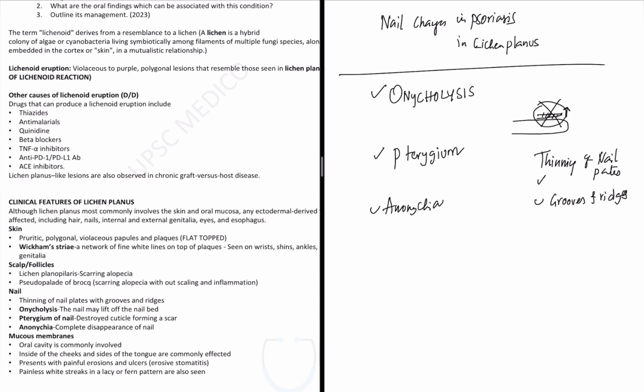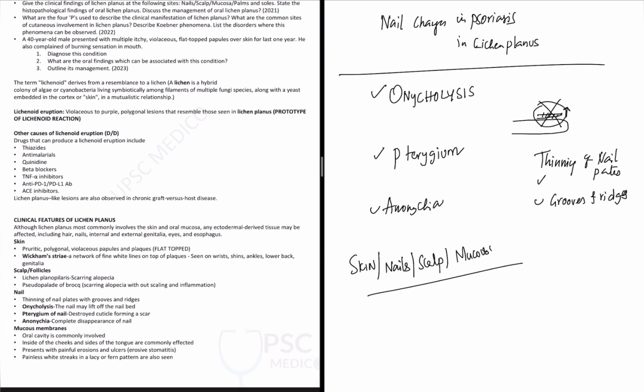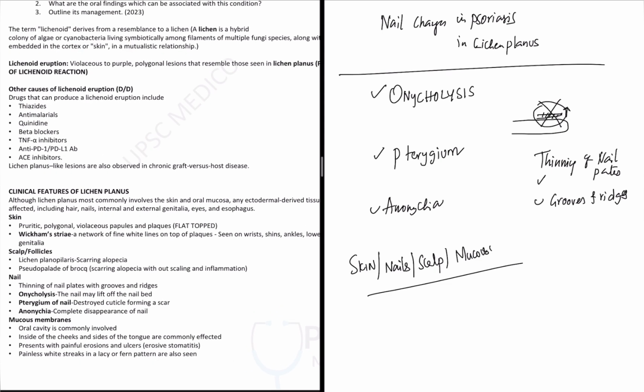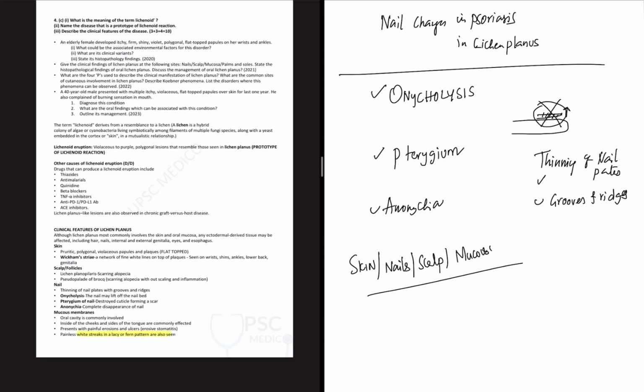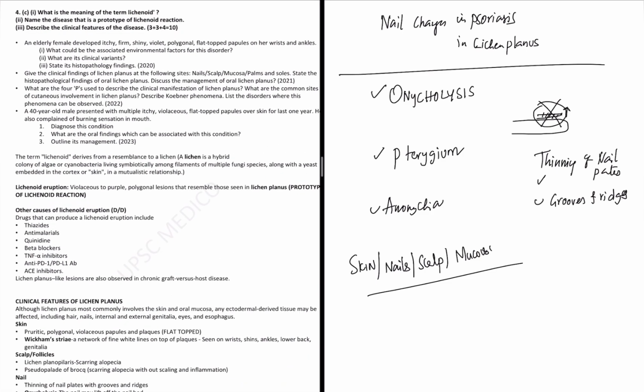Right? Even apart from skin, apart from nails, apart from scalp or hair follicles, even mucous membranes are affected. So the oral cavity is the most common area where lichen planus develops. Inside the cheeks and tongue, painful erosions and ulcers will be seen. There are Wickham striae, that means white streaks in a lacy or fern pattern, seen in case of lichen planus. Right, done. We're done with the 4 marker one.